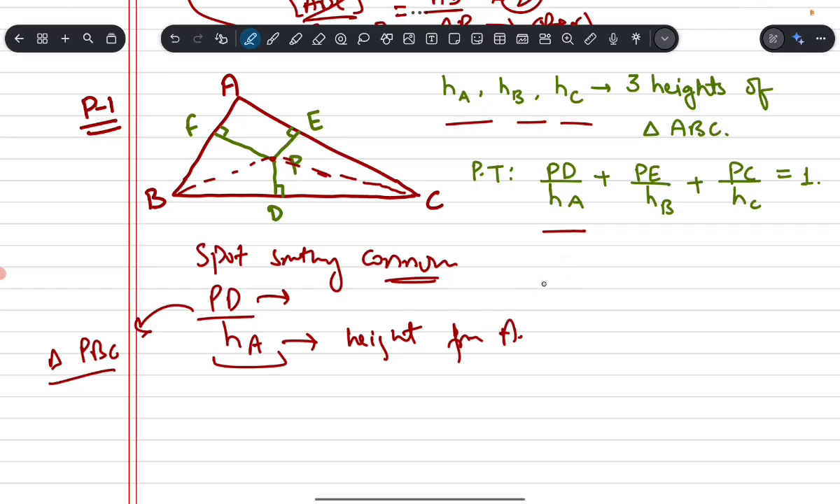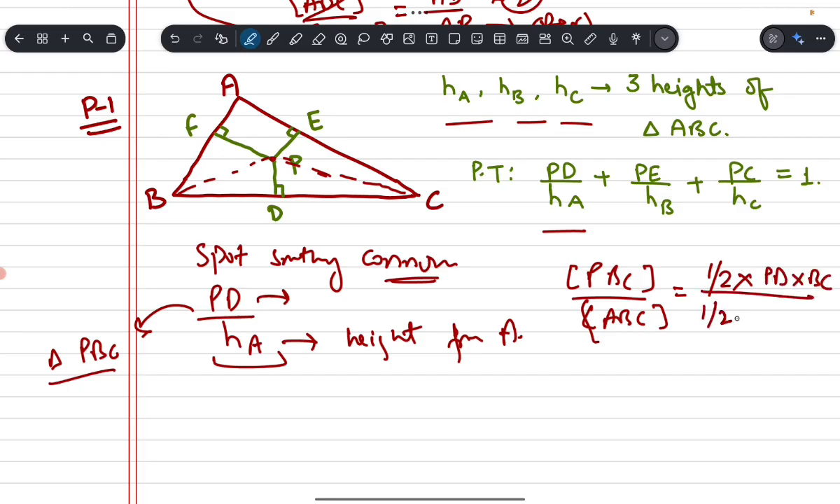Now if you notice the areas of triangle PBC and triangle ABC, let me just write this. This would be what? Half. What about PBC? This is going to be half PD, since PD is the height and the base is BC. For this, it's half HA into BC. This is going to cancel. This is also going to cancel. So we're left with this.